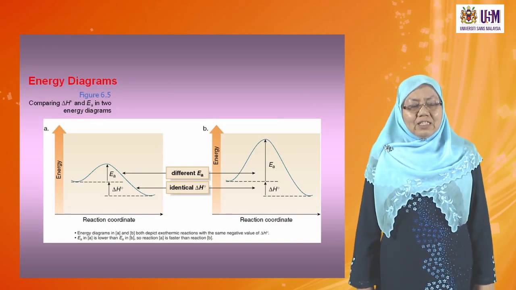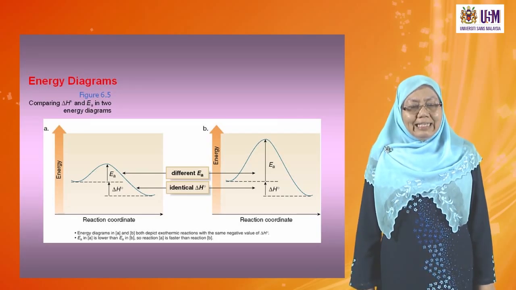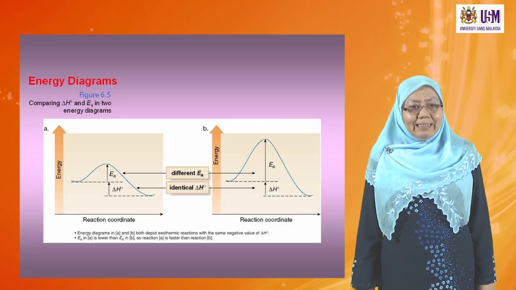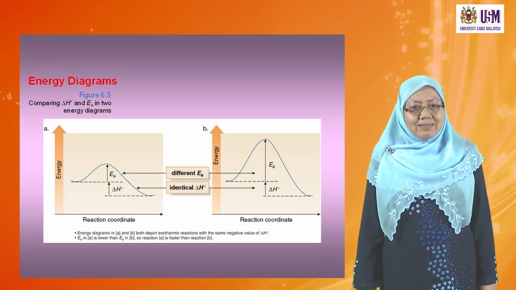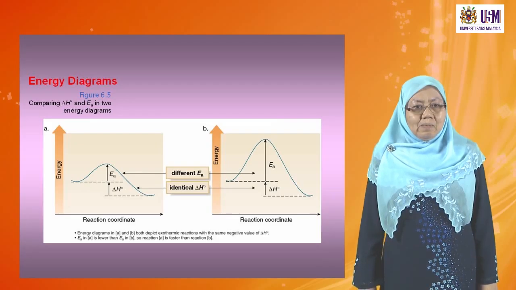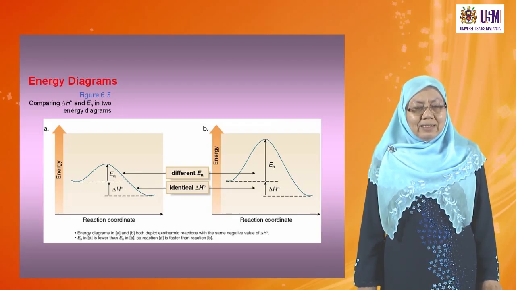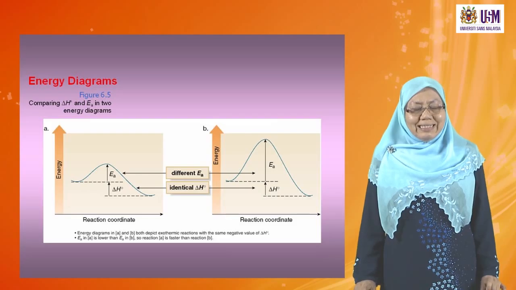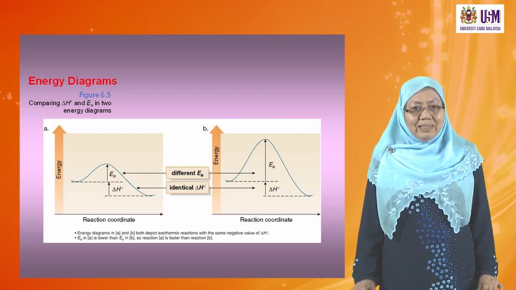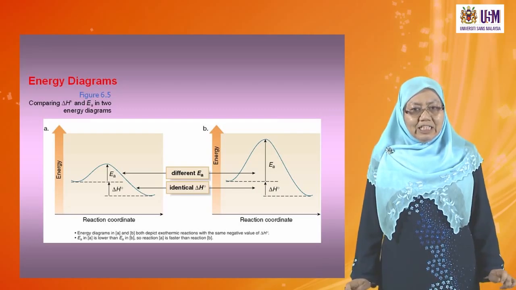Okay, figure 6.5 shows two energy diagrams, A and B. Now, in these two diagrams, we are going to compare the delta H and EA. And as we can see, for diagram A, the EA is much lower than the one in B. So the reaction will be faster than the reaction in B. And in both these energy diagrams, we can see the delta H is the same. They are both exothermic reactions with the same value of delta H.